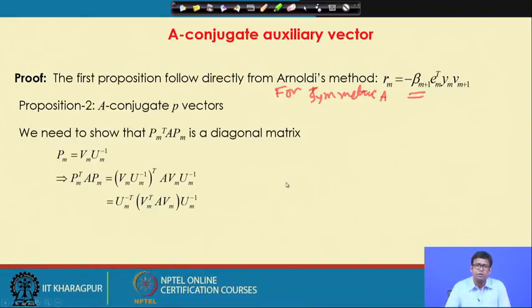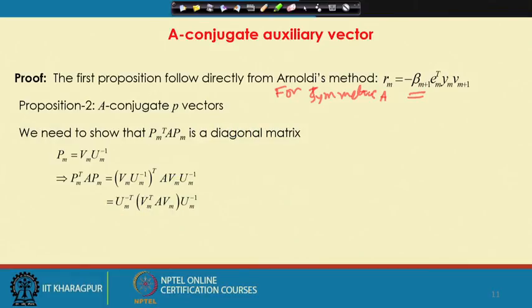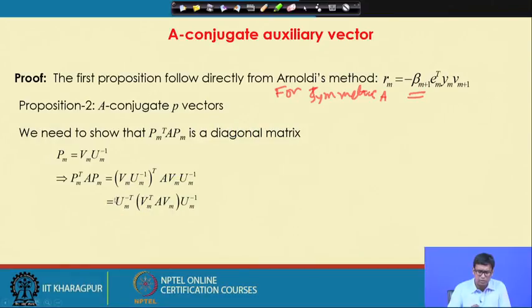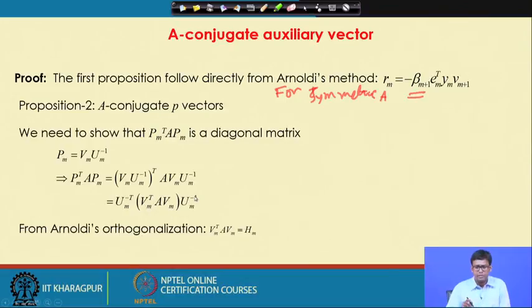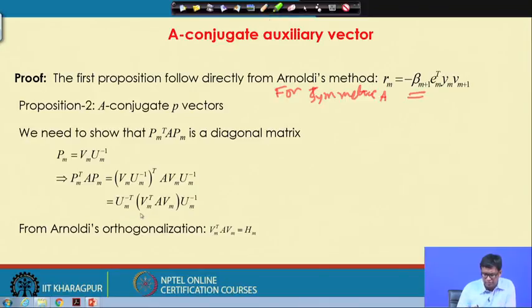Pm is Vm Um inverse, that is how the auxiliary vector matrix is defined. Pm transpose A Pm is Vm Um inverse transpose A Vm Um inverse. Since AB transpose is B transpose A transpose, that will be Um inverse transpose into Vm transpose A Vm. Now, from Arnoldi's method, what we have seen is that Vm transpose A Vm is equal to the Hessenberg matrix Hm.